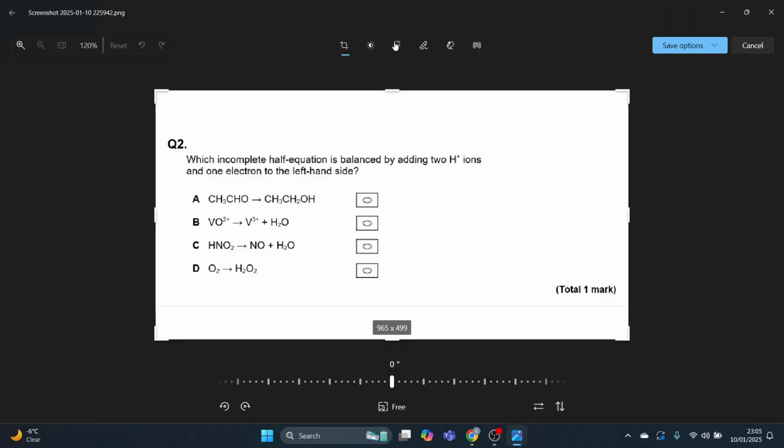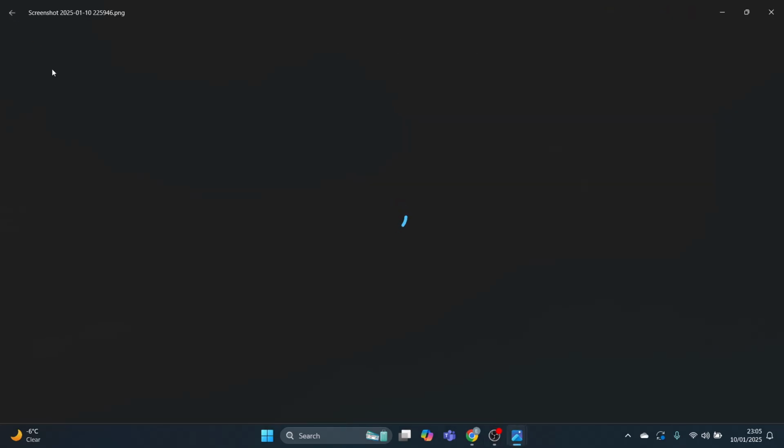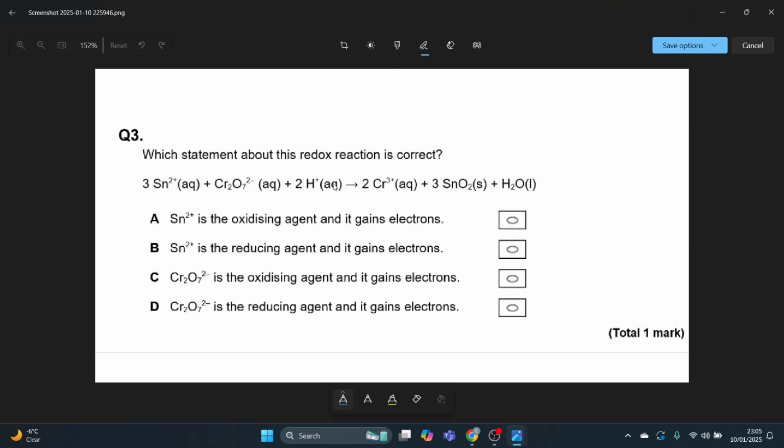Question 2. Which incomplete half equation is balanced by adding 2 hydrogen ions and 1 electron to the left hand side? It can only be one of them. I'm going to give you 5 seconds to identify which one it is. 4, 3, 2, 1. It's obviously B. If I add 2 hydrogen ions and 1 electron to any of A, C, and D, it wouldn't be balanced. I'd have a +1 charge on the left hand side and a neutral charge on the right hand side. I don't know if they did that on purpose or by mistake.